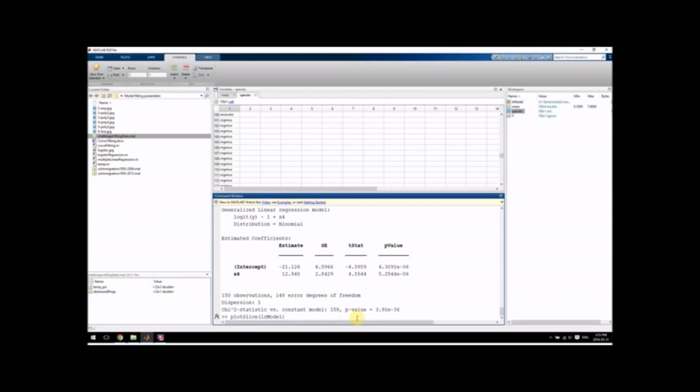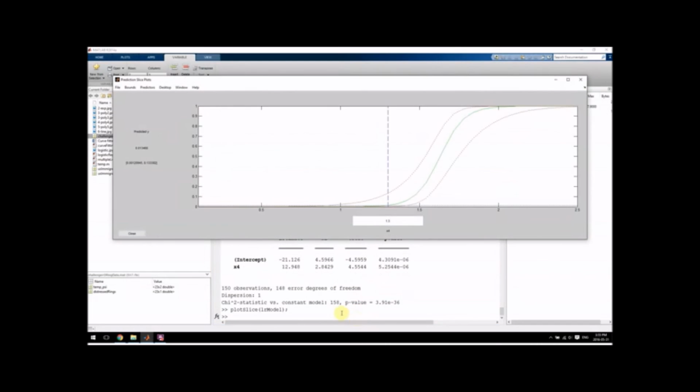This is a handy function for visually looking at logistic regression models, or generalized linear regression models in general. So we just say plot slice, and we give it our model. Okay, so now on the x-axis is the value of our measurement, and the y-axis shows the probability that this flower belongs to the virginica species. So the green line is sort of the predicted probability, and the red dotted lines are the confidence interval. So now we can just enter, what if this measurement is 1? Well then, it's got basically a 0% chance of belonging to Virginica. If the measurement is 2, it's basically a 99% chance. Yeah, so that's how this works.